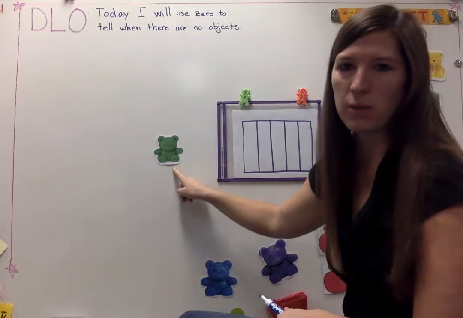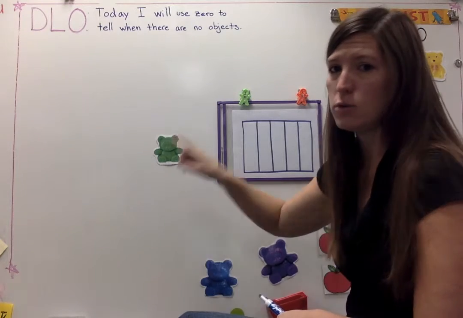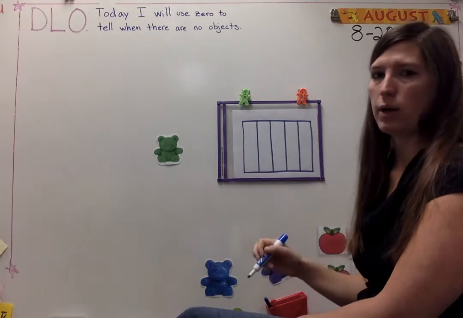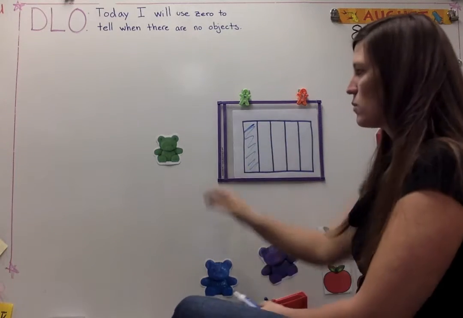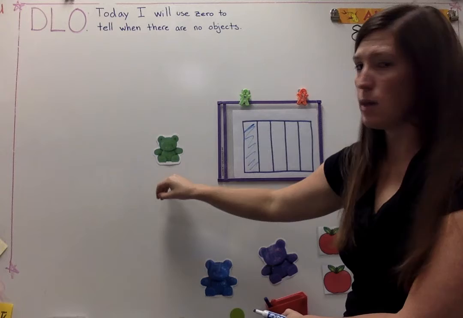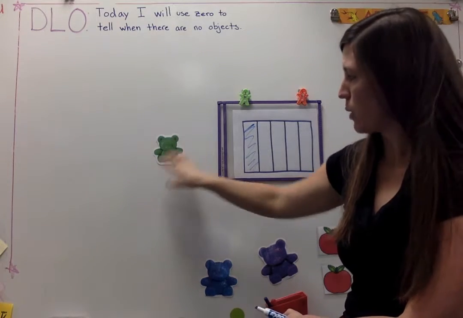Okay, let's do this many bears. How many bears do we have now? 1. Just 1. How many bars will I color in? 1. We're just matching the quantity, the amount, for the objects to the bar graph.